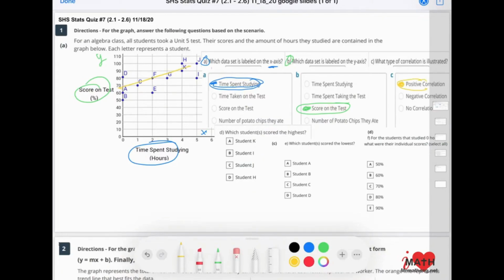D. Which student or students scored the highest? So there, it could be more than one. So the highest score would be here at 100, which would be both H and J.